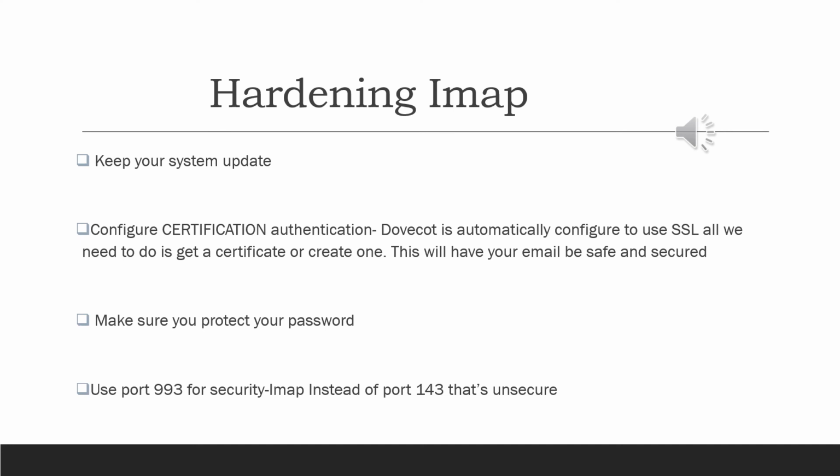You'll also want to configure your authentication, and in Linux 18.04, Dovecot is automatically configured to use SSL. But we need to create a certificate that will make our email secure. We'll also need to make sure that we protect our password, and usually a unique password will be hard to crack. We need to make sure that we use port 993 instead of port 143. We could still use port 143, but it's unsecured and non-encrypted. So we need to use port 993, which connects with IMAP security.